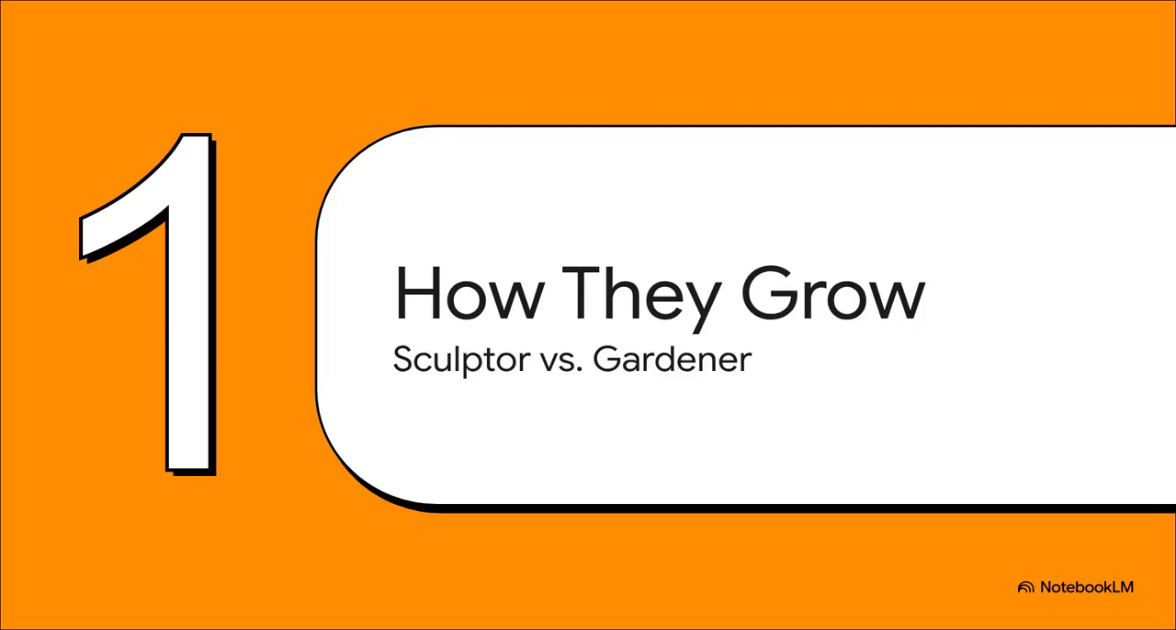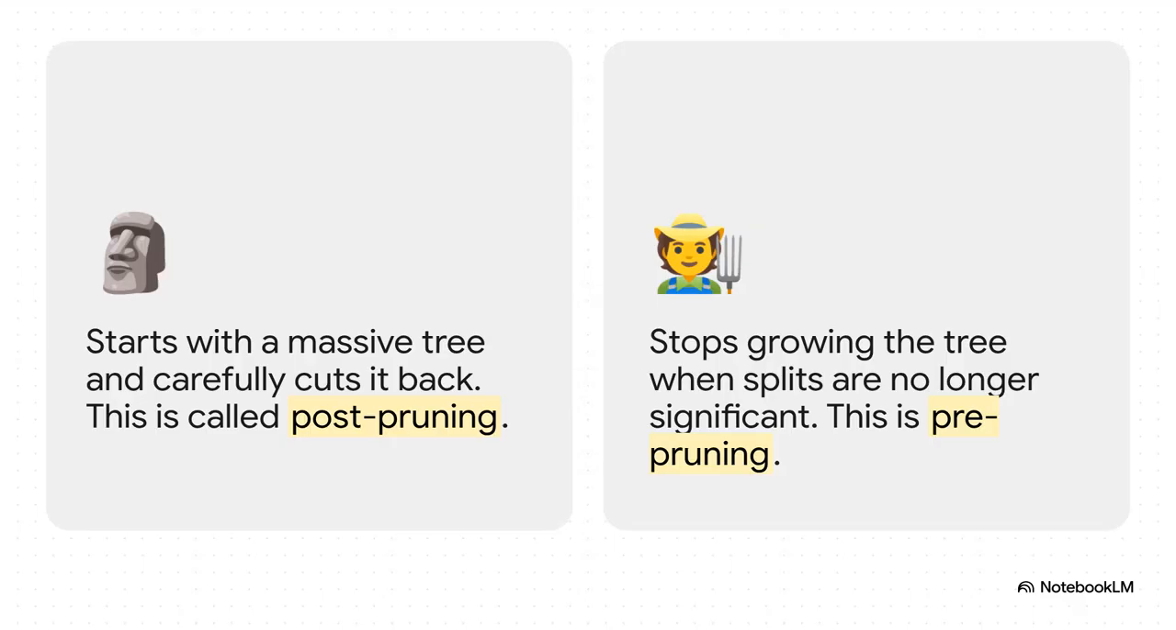Okay, so the first huge difference between them is just how they build a tree in the first place. And the best way I've heard this described is to think of them as two totally different kinds of builders. One's a sculptor and the other's a gardener. CHART is the sculptor. It goes big first. It grows this massive, super detailed tree. Think of it like starting with a giant block of marble. Then it steps back and starts carefully chiseling away, cutting off any branches that aren't actually helping predict things. We call that post-pruning. Now CHAID? Totally different vibe. It's the cautious gardener. It won't even let a branch start to grow unless it's sure it's going to be fruitful. It checks first, and that's called pre-pruning.